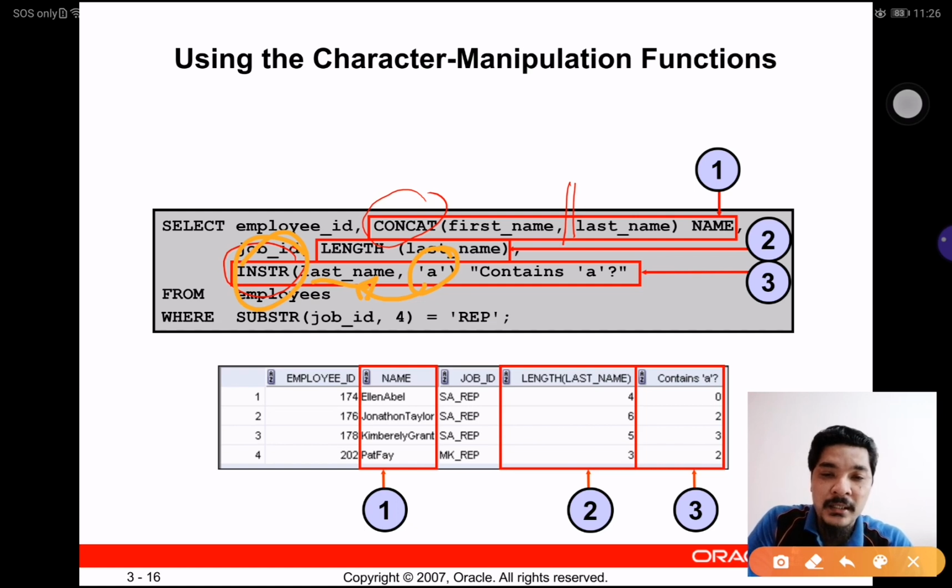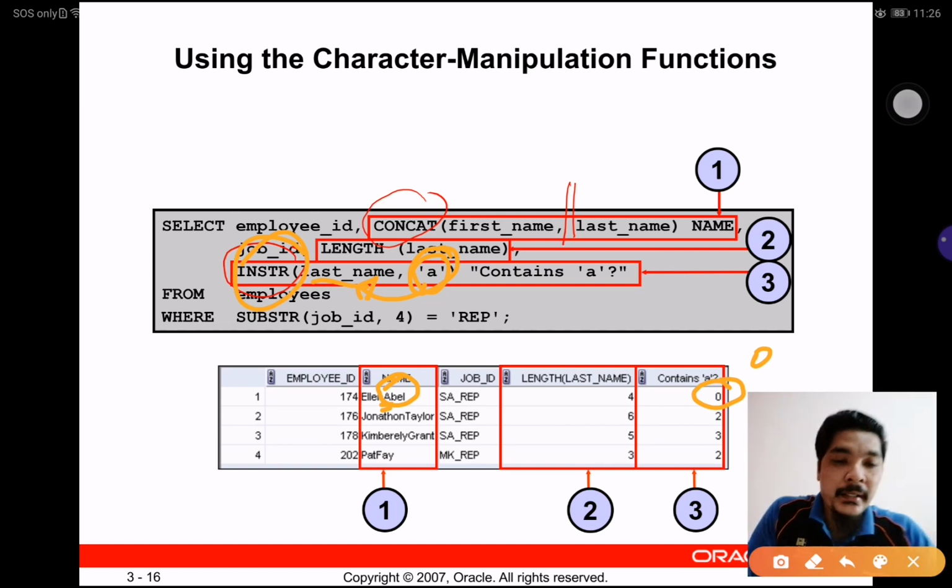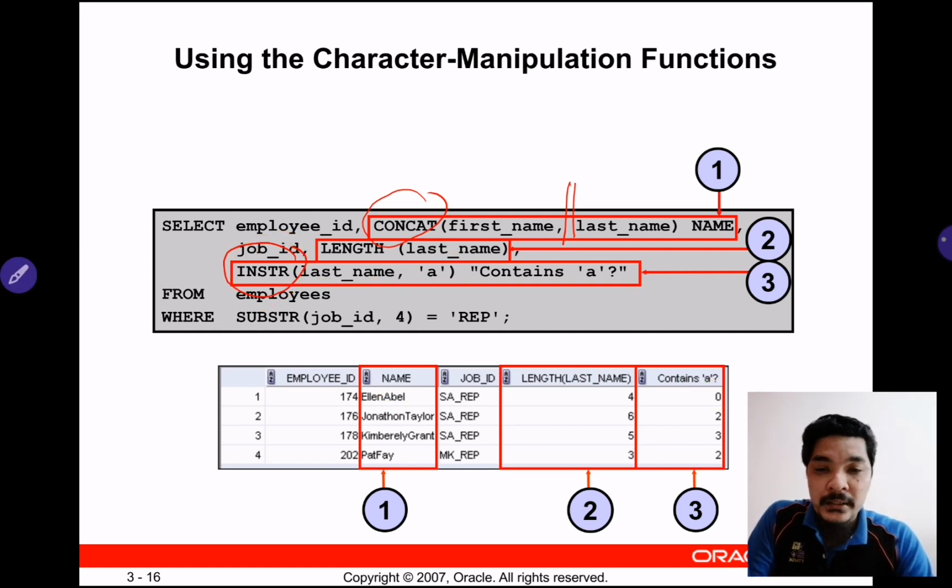Let's say the last name here is Able. Is there an A in Able? Yes, but this one is a small letter. This A is a capital letter, so that's why the result here is 0, because if we compare small and capital letters, it will not match. So it will produce 0, meaning that there is no A in the last name. The name is Able. Okay, the next one, Taylor.